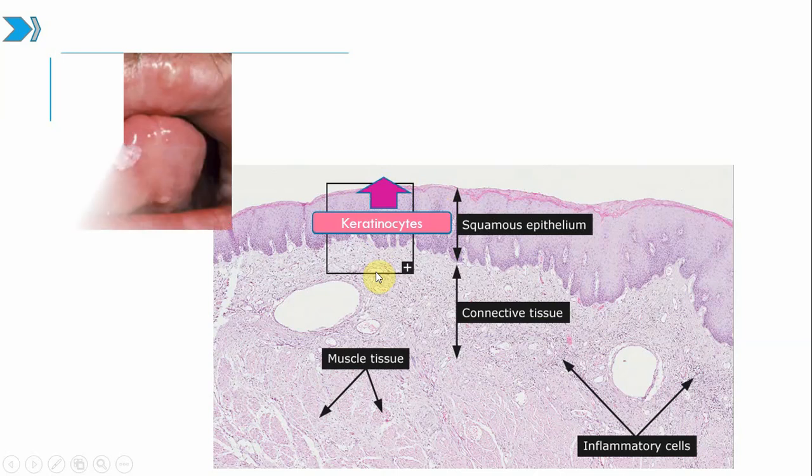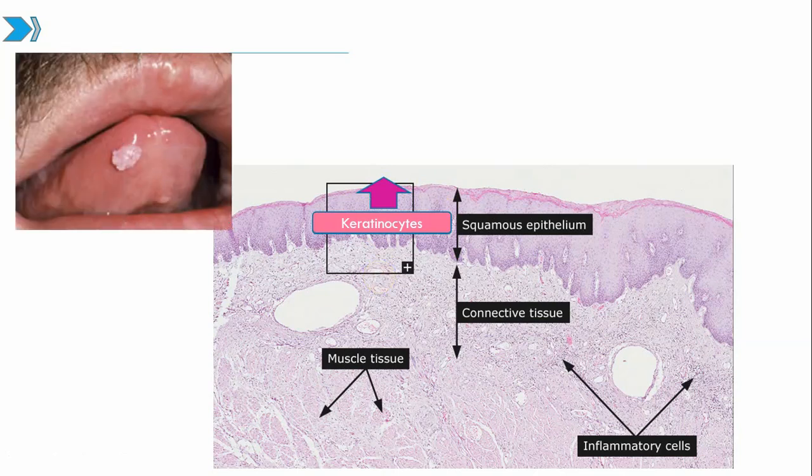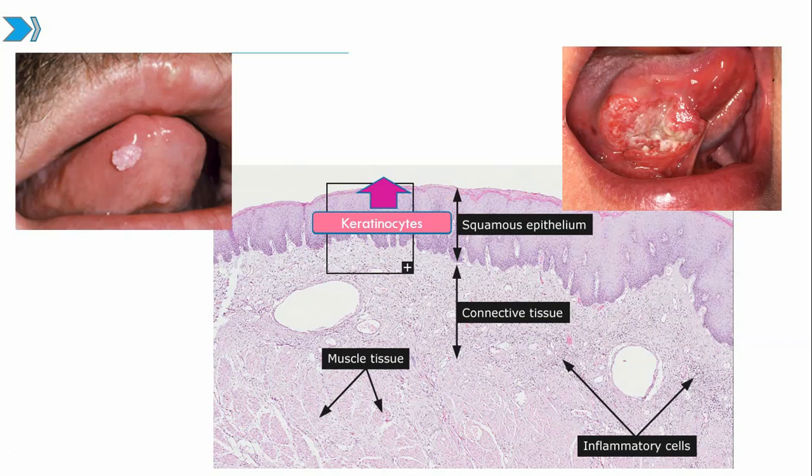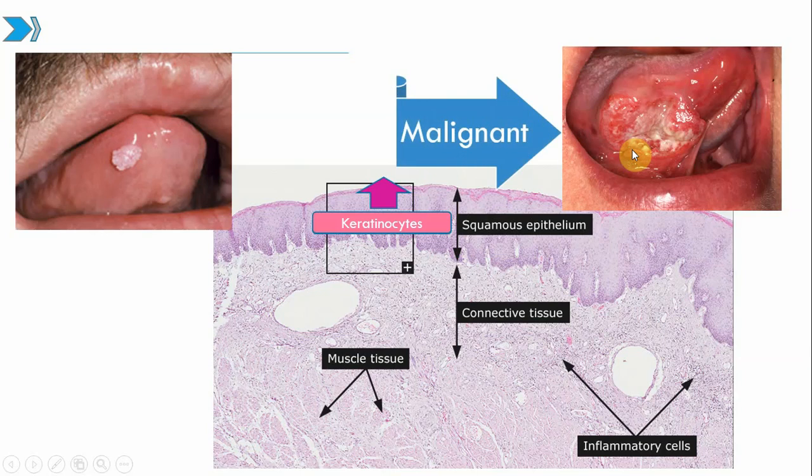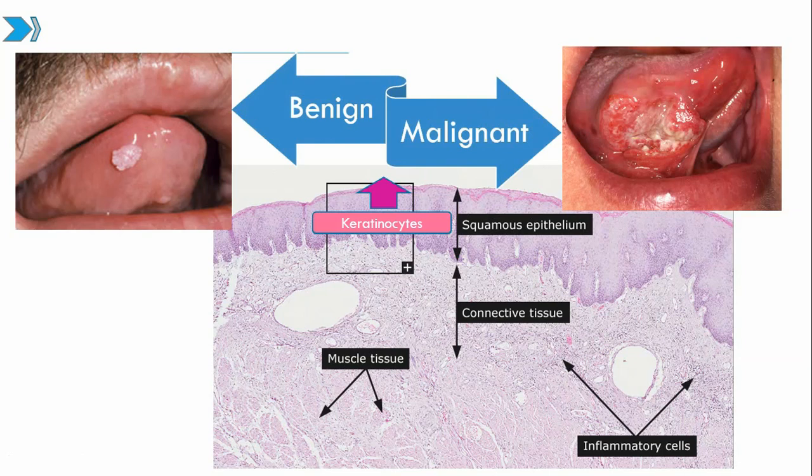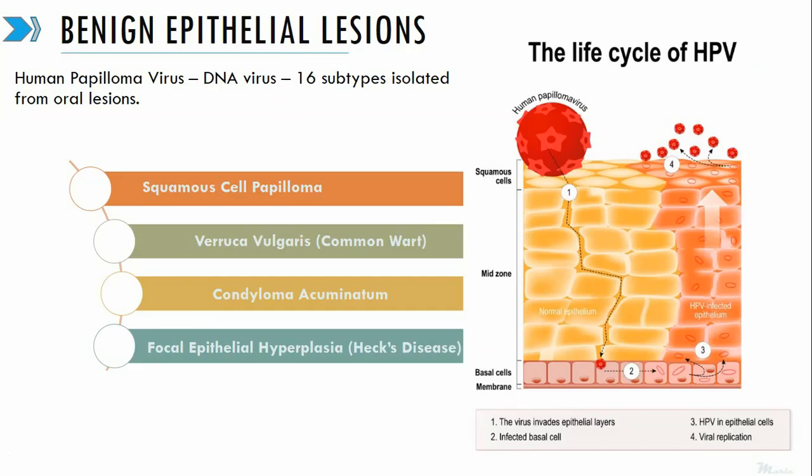Any pathology in these cells may result in a growth or an ulcerative growth. The growth may be slow growing and well defined, or it may be rapidly progressing and painful. So these lesions are basically categorized under benign and malignant epithelial tumors. We will be discussing the various benign and malignant tumors of the oral epithelium slowly throughout this session. First, let's begin with the benign epithelial lesions.